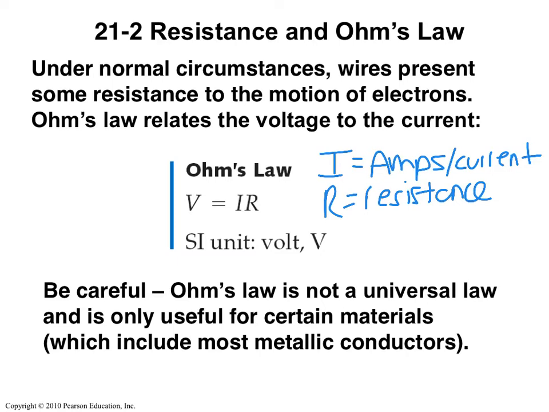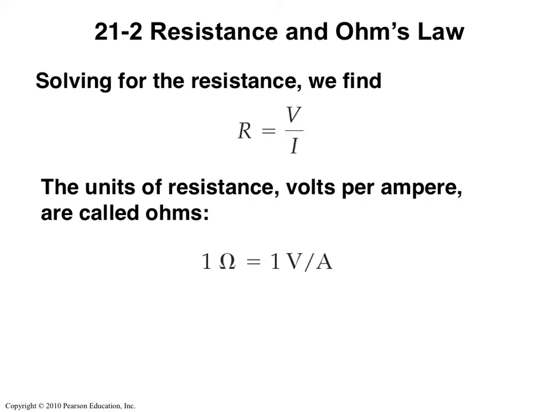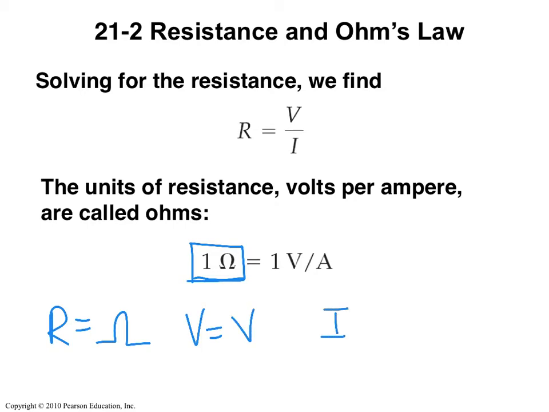This is only used for certain materials, so we're talking about materials in a circuit. All right, so if we solve for resistance, we'll find that R equals V over I. The unit for resistance we're going to use is this omega, which is called an ohm. So just to go through, we measure resistance in ohms, we measure voltage in volts, and we measure our current in A for amps.